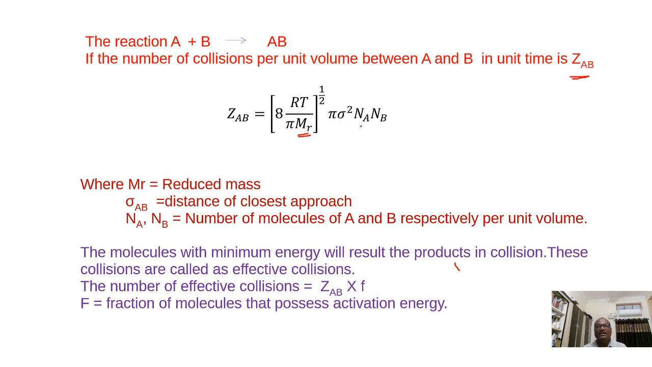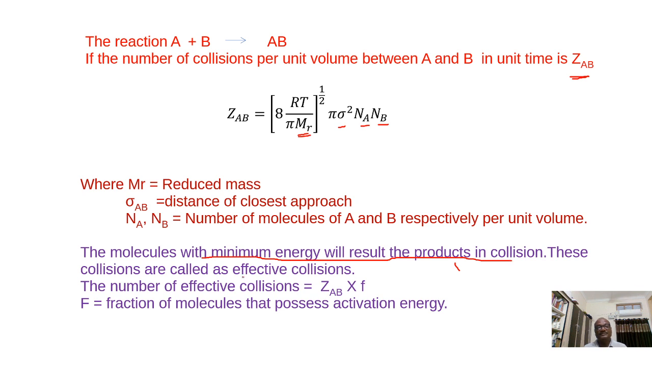Na and Nb are the number of A and B molecules per unit volume. Sigma is the distance of closest approach, that is, we say the distance between the nuclei of A and B. R is the universal gas constant. So what is ZAB? ZAB is the number of collisions per unit volume taking place per unit time. We know that all these collisions represented by ZAB will not form the product in the reaction. Only the molecules with minimum energy will result in the products in the collisions.